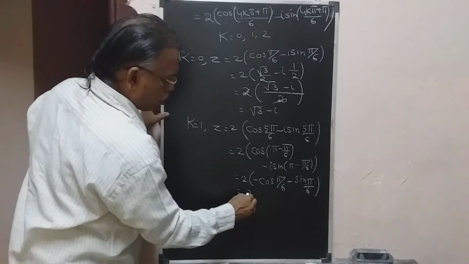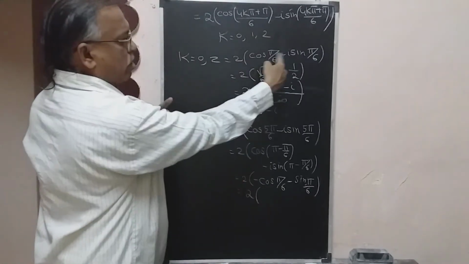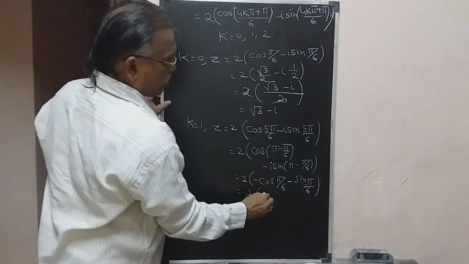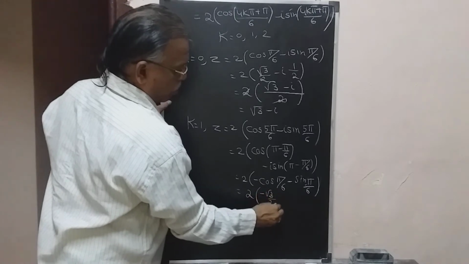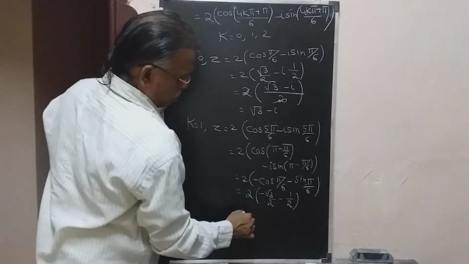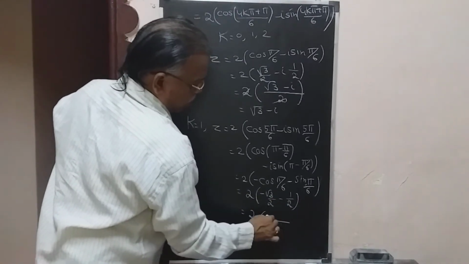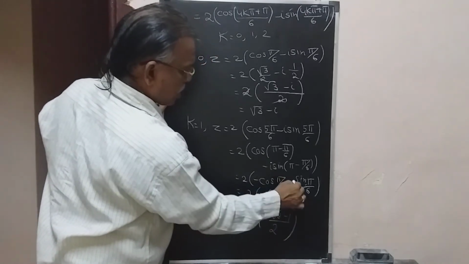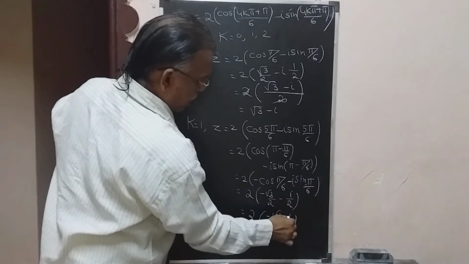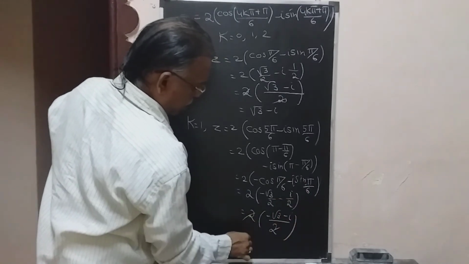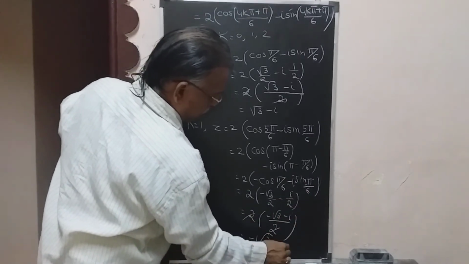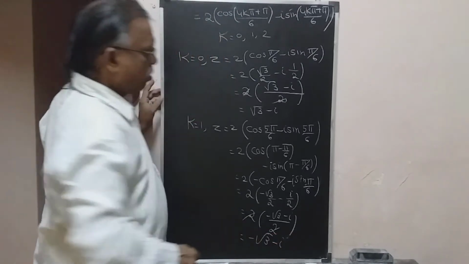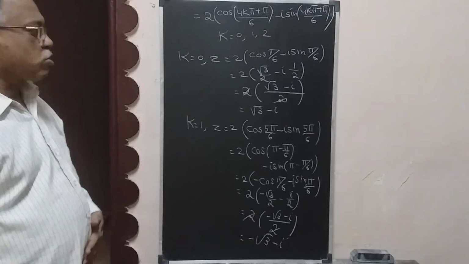And now it becomes what? 2 into, again same thing. This is a negative, we'll get no. So minus root 3 by 2 minus 1 by 2. So 2 I can take LCM, no? Minus root 3 minus 1. Sorry, minus I. Because I also there, no? Minus I. So minus I. Cancel. It becomes minus root 3 minus I. So this is your second value students.